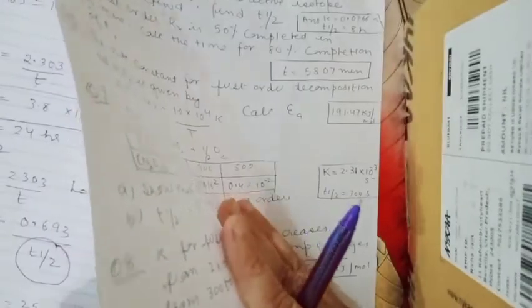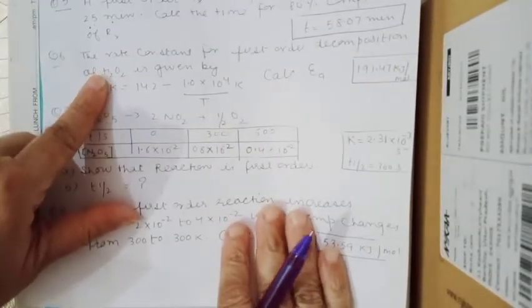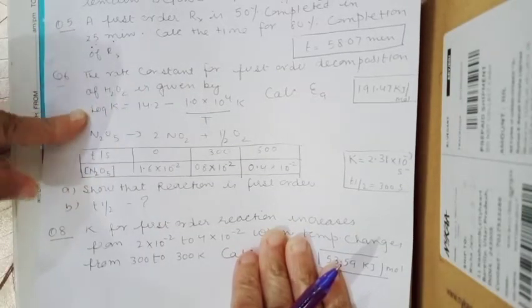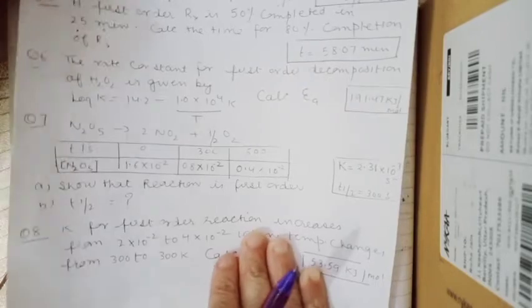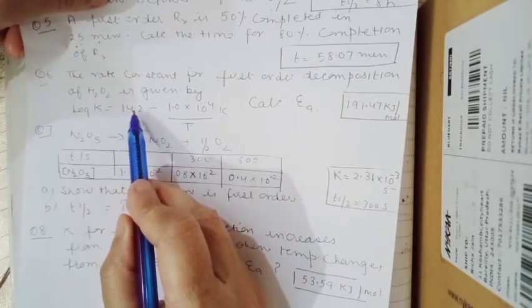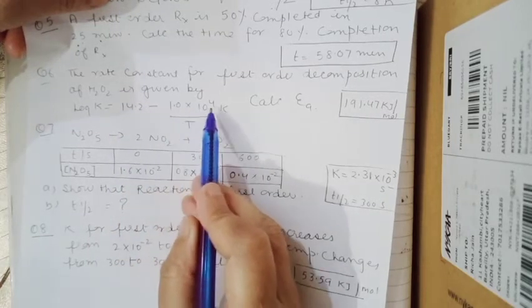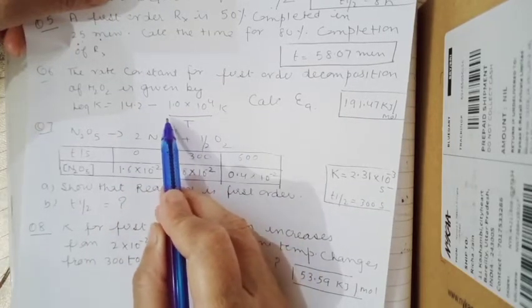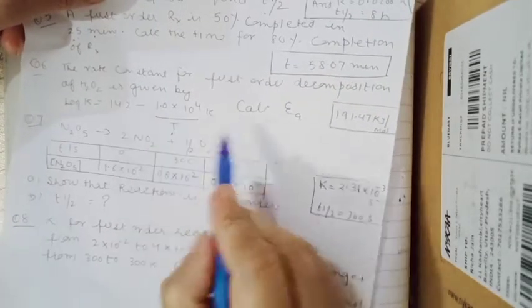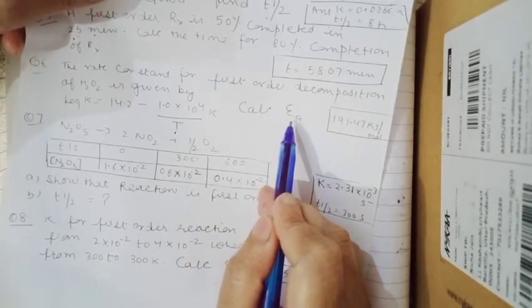Now question number 6. Question number 6 is, the rate constant for first order decomposition of hydrogen peroxide is given. Here in this case, log K is equal to 14.2 minus 1 into 10 raised to power 4 Kelvin per temperature. Calculate activation energy.